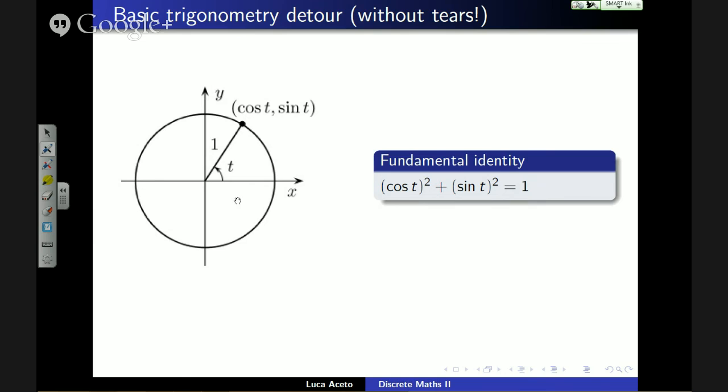Okay, so now suppose the radius spans an angle of t degrees with the axis, in particular with the x-axis. Now, what is the cosine of t? Well, this is nothing but the length of the projection of this point on the x-axis. Whereas the sine is nothing but the projection of this point on the y-axis.